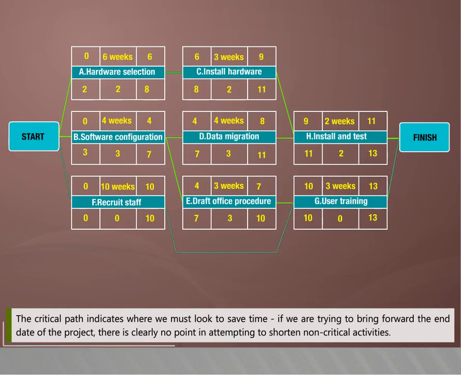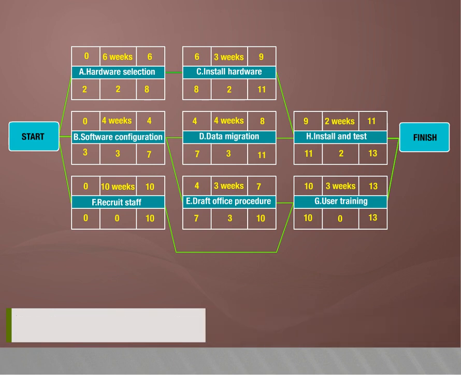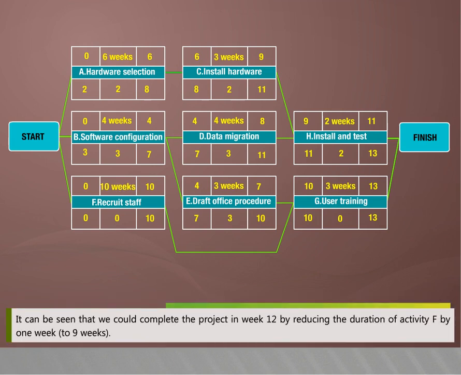The critical path indicates where we must look to save time. If we are trying to bring forward the end date of the project, there is clearly no point in attempting to shorten non-critical activities. It can be seen that we could complete the project in week 12 by reducing the duration of activity F by 1 week to 9 weeks.